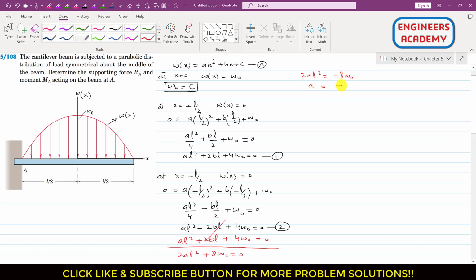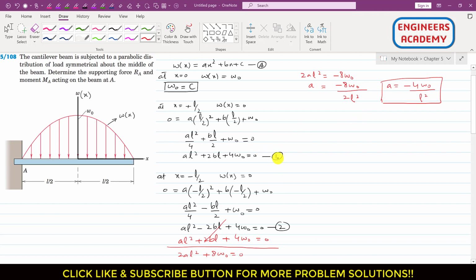So this is minus 8 omega naught divided by 2l square, and from this we can write that a is equal to minus 4 omega naught divided by l square. So this is that a constant in that equation A. Similarly, we can find this b by using either equation 1 or 2.